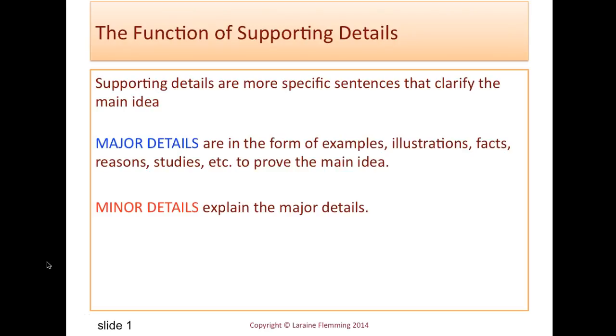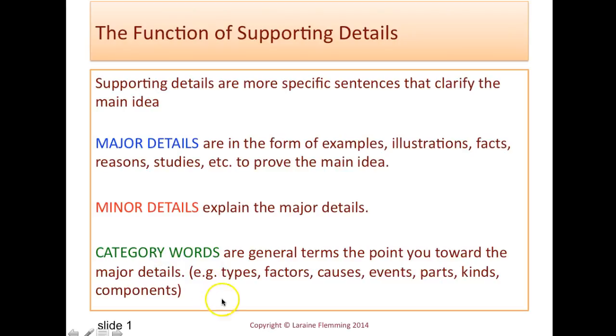Don't be misled by the term minor, because if you think about it, many of the tests that you take actually focus on minor details. And so they're a very important piece in our reading.